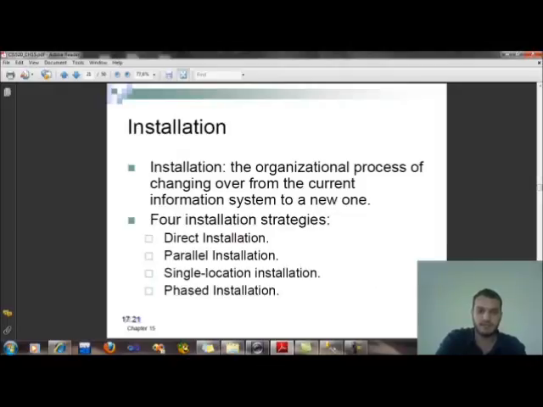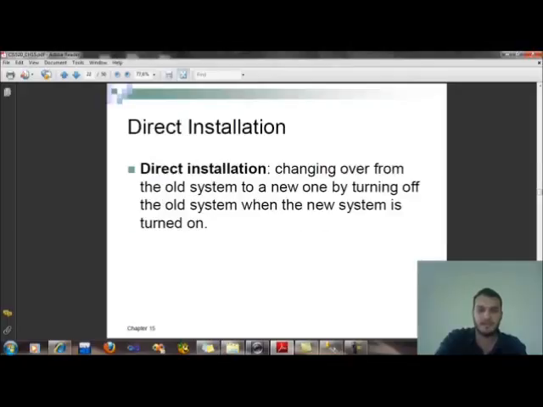And the installation part: installation is the organizational process of changing over from the current information system to a new one. There are four installation strategies. The first one is direct installation. The second one, parallel installation. The third one is single location installation, and the last one is pieced installation.